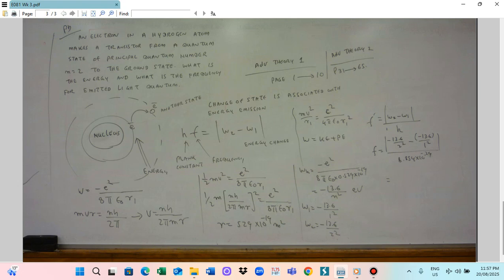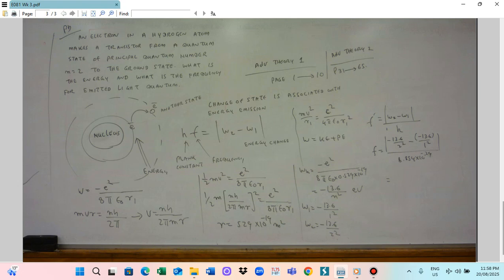So f is equal to minus 13.6 divided by 2 squared minus minus 13.6 divided by 1 squared, divided by h, and h is 6.626 into 10 power minus 34. Therefore you get the frequency. This is the frequency emitted by the quantum. When the energy state changes from one state to another state, the frequency will be produced.